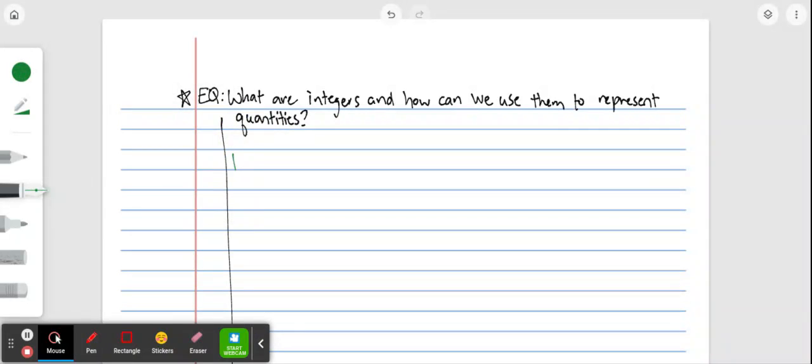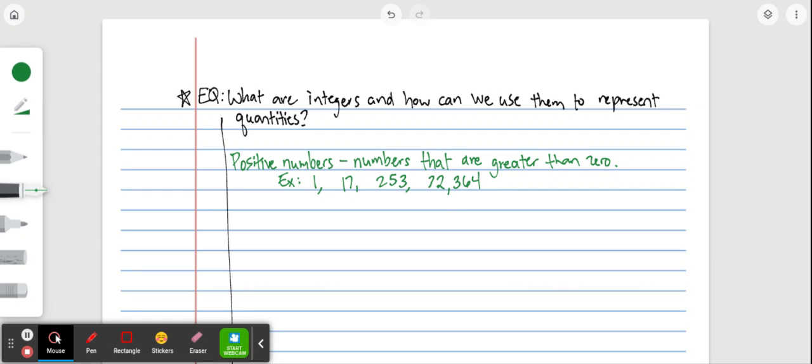So positive numbers. These are numbers that you use pretty much every day, like 5, 7, 9, 22, whatever. These are numbers that are greater than 0. Awesome. And some examples are things like 1, 17, 253, 72,364. Okay, all of these are positive numbers.